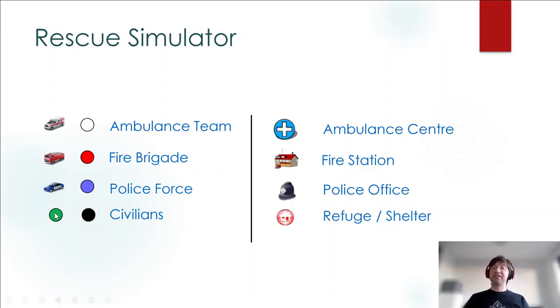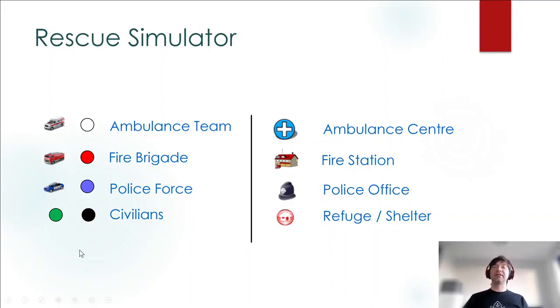There are different intermediary phases that indicate the decay in the health of the civilians. And that is what needs to be prevented by the fire brigade and ambulance when they unbury the civilians from debris and also transport them to a specific shelter.